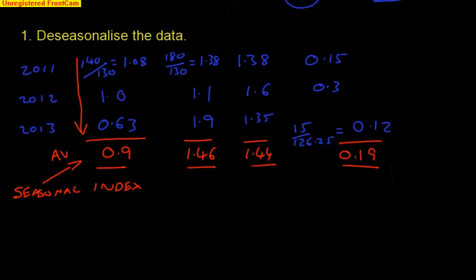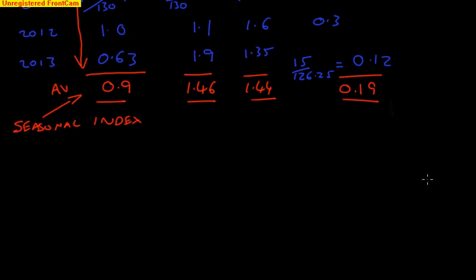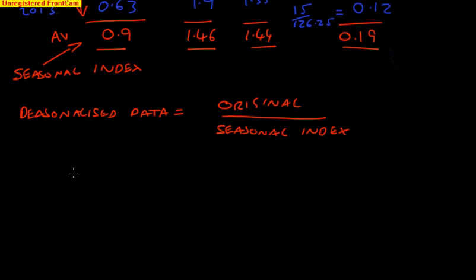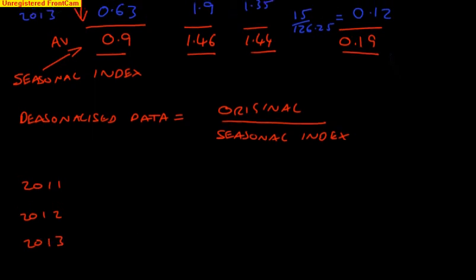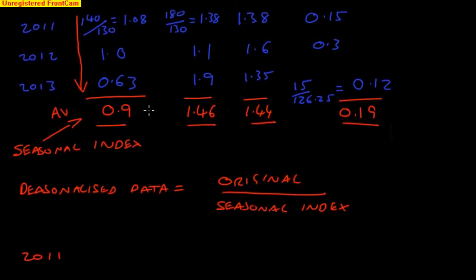Okay, once you've got that, we go to the last stage of the operation. So we've averaged one way, we've averaged the other way, and now we have to finally write out the deseasonalized data. So the deseasonalized data is equal to the original, that is what the data was in the first place, divided by its seasonal index. So again, 2011, 2012, 2013. And let's start off with the first number we have to deal with. So the original spring 2011 was 140. You must divide that by its seasonal index, which is 0.9. So that is going to be 140 divided by 0.9.